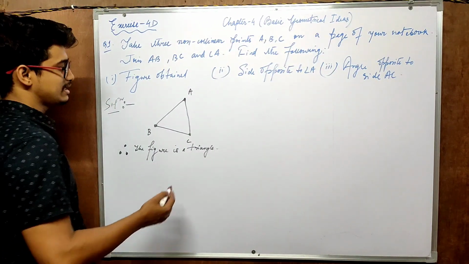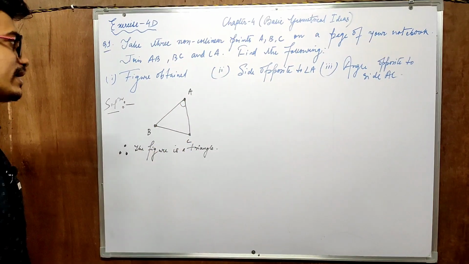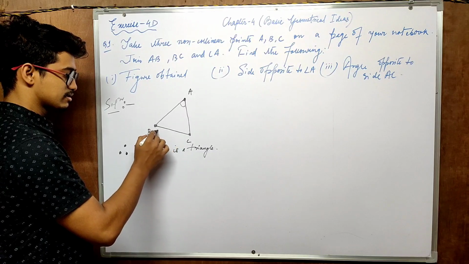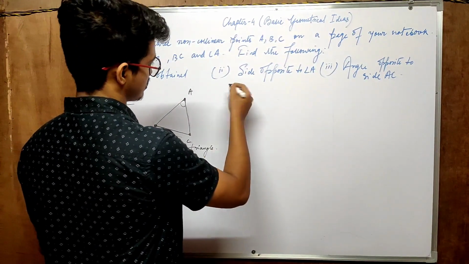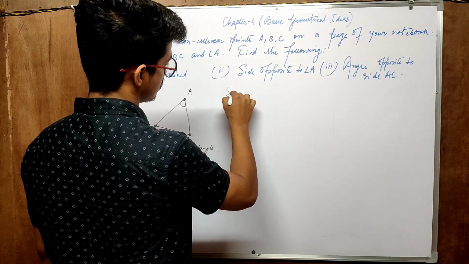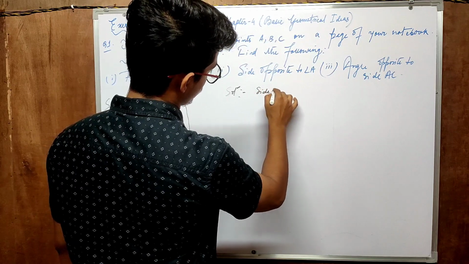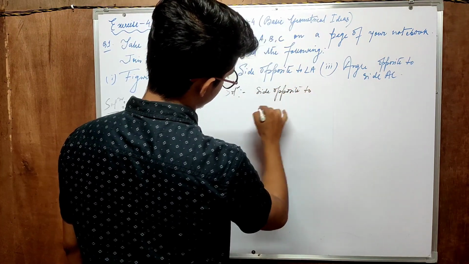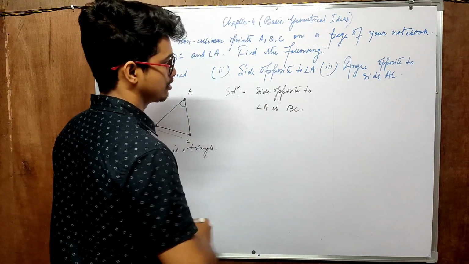Where is angle A? This portion is angle A. The side opposite to angle A, that means angle A is here, and the opposite side is this part, which is called BC. So the second answer is: solution. Side opposite to angle A is BC. Done.